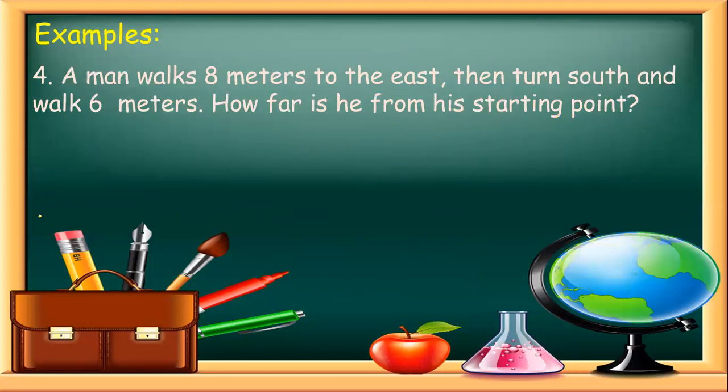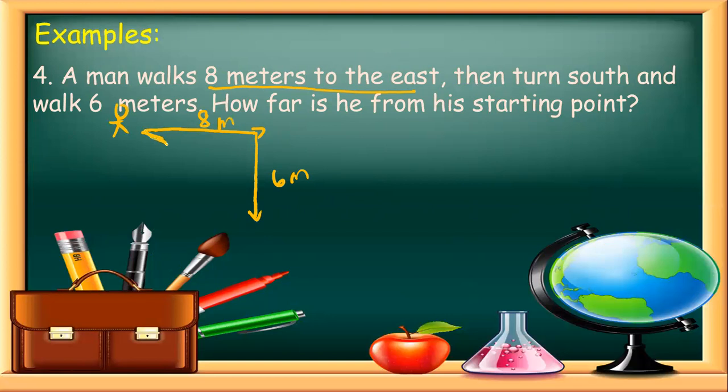Now, we have here another problem that involves a radical equation. A man walks 8 meters to the east. So let's draw the direction going to the east. It has a man here that walks 8 meters to the east, then turns south. Then he walks 6 meters. Now, the question here: how far is he from the starting point?